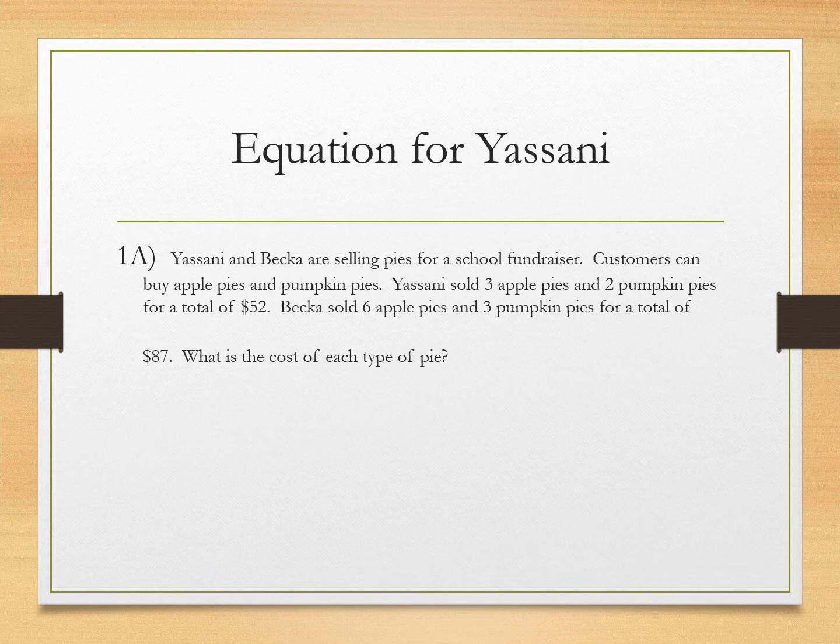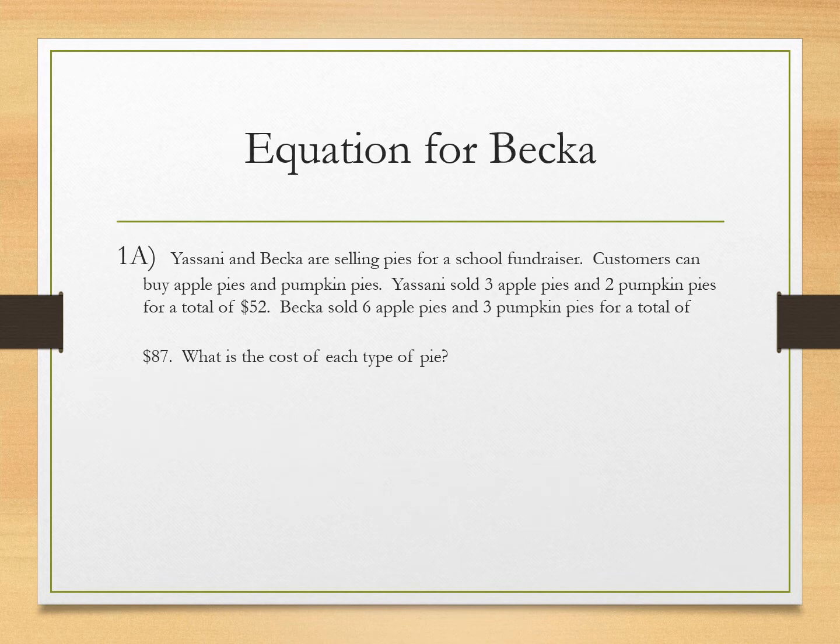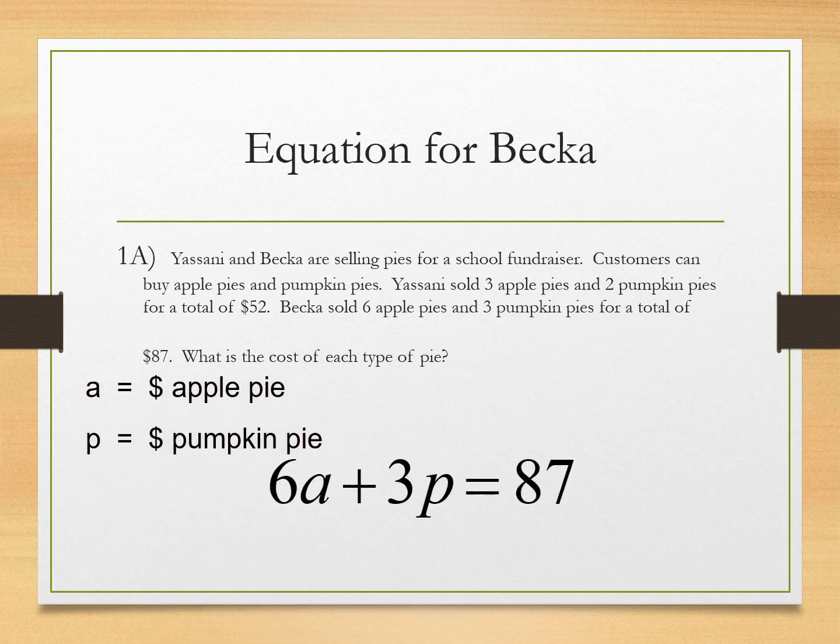So for Yasani, she sold 3 apple pies, 2 pumpkin pies for $52. So her equation is going to look like this: 3 times A plus 2 times P equals 52. Then for Becca, we are going to do something similar, but relate it to what is in her word problem. So 6 times A plus 3 times P equals 87.